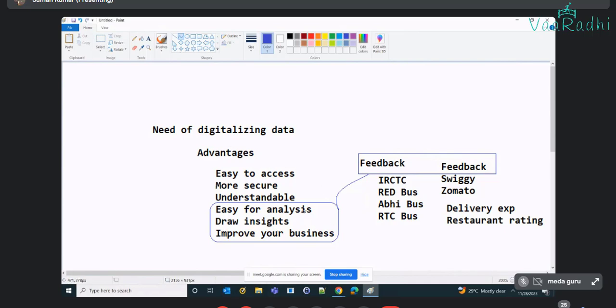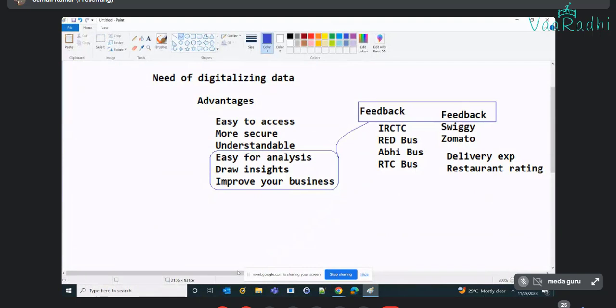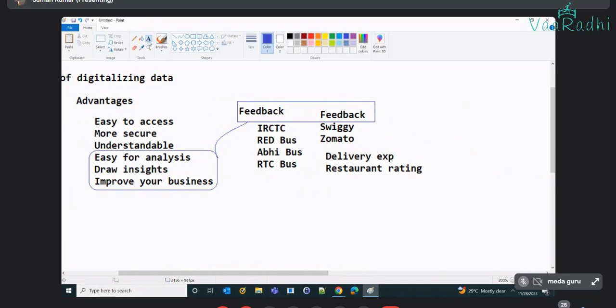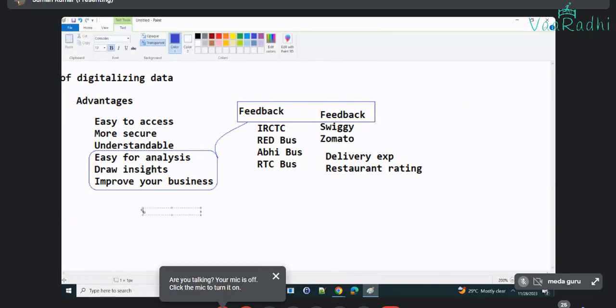So once you receive feedback for a travel on Redbus, saying, okay, rash driving, or the cleanliness in the bus is not good, or otherwise you have given some positive feedback saying on time arrival, on time departure, something like that. So we have positive and negative feedback. Based on that, they will analyze and prepare for their future business.